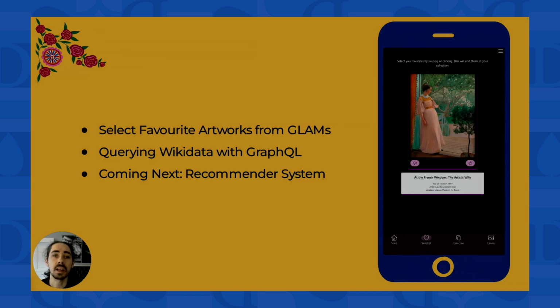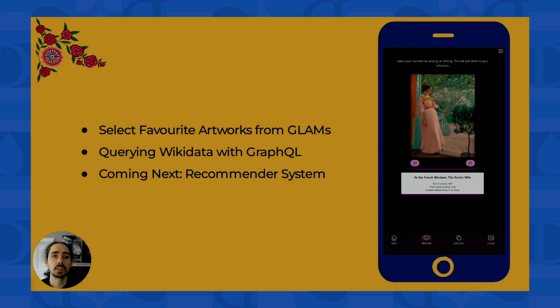When starting GLAMorous Europe, the application presents to you a variety of European artworks from different GLAM institutions. In a Tinder-like swipe approach, you can either like or dislike the artwork. To show the artworks, we are querying the Wikidata API with GraphQL.